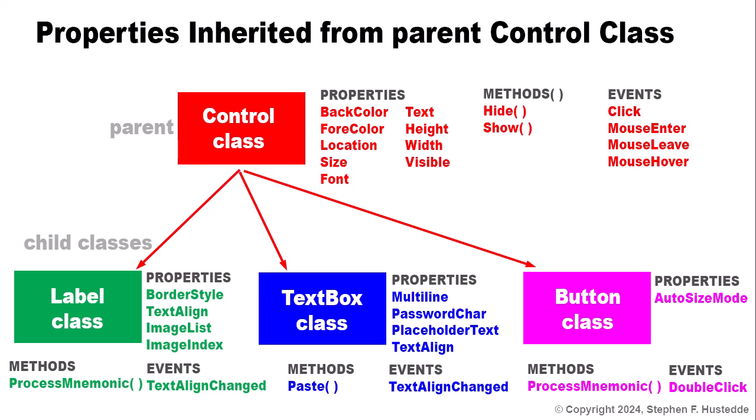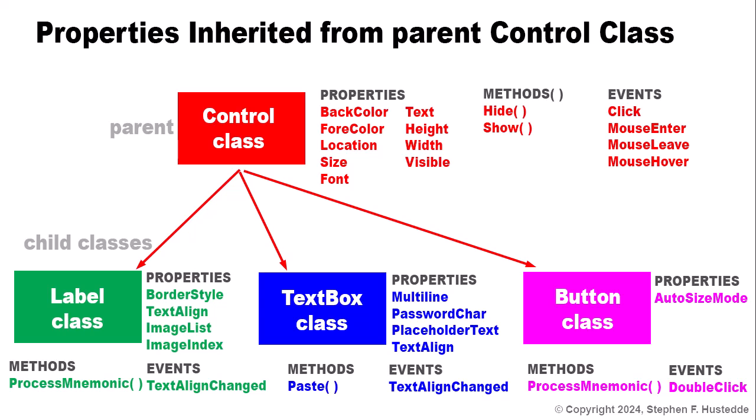So the label class contains all the properties that are part of the control class. And we see the back color and the forward color and the font and the size and so forth. And the same with the text box and same with the button class. But the label class adds some unique properties such as the border style, the text align property, and then in a few lessons we'll look at the image list and image index. We didn't look at those when we looked at labels, but those are properties of the label that come in handy for displaying some images in the label.